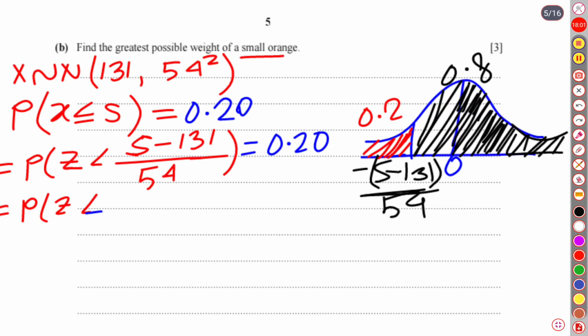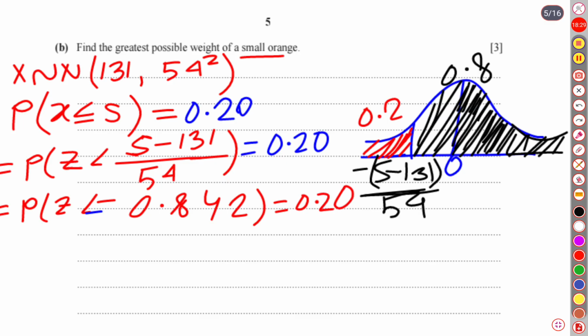The z score is going to be minus 0.842, that is minus 0.842, minus 0.842 equal to, this probability is 0.20. So what have we done here?